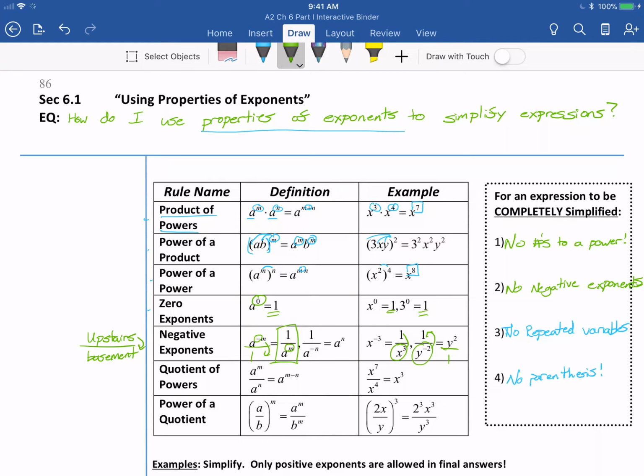Quotient of powers: if you have the same base raised to powers on the top and the bottom, you take those and you subtract them.